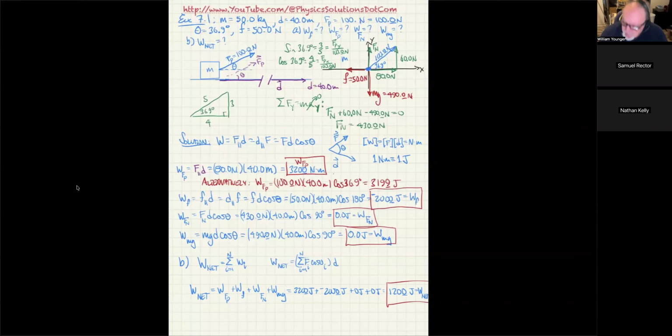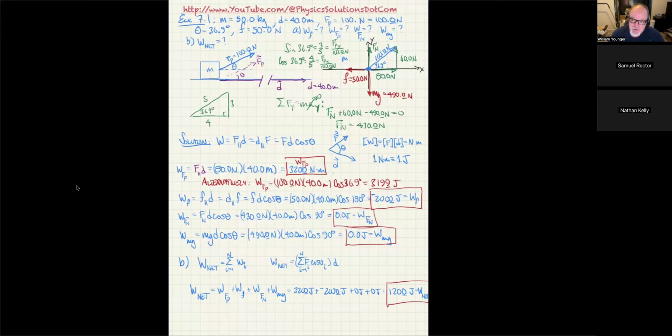All right, we'll learn later that if the total work, the W net that you do, is greater than zero, then that's going to be equal to what we call the change in kinetic energy. So by doing this particular experiment, if we actually carried this out with something that produced a 50 Newton force using 100 Newton force at 36.9 degrees above horizontal, we would find that the change in kinetic energy was 1200 Newton meters or 1200 joules.